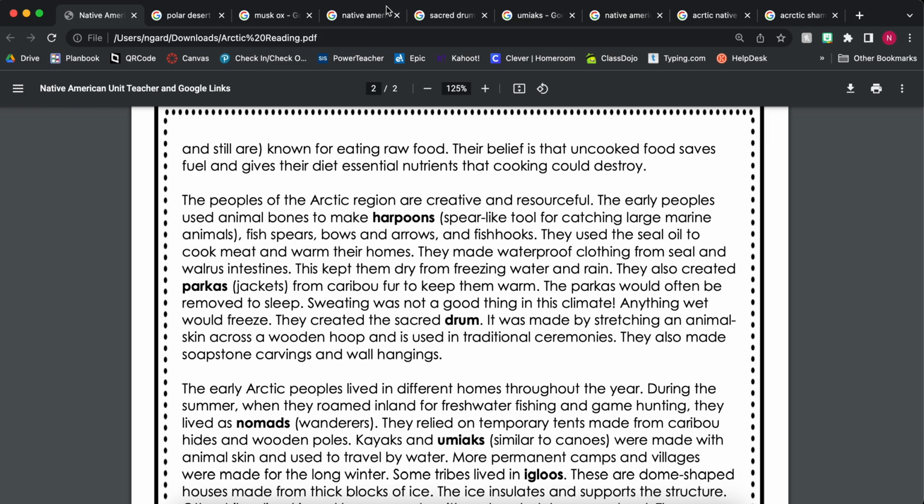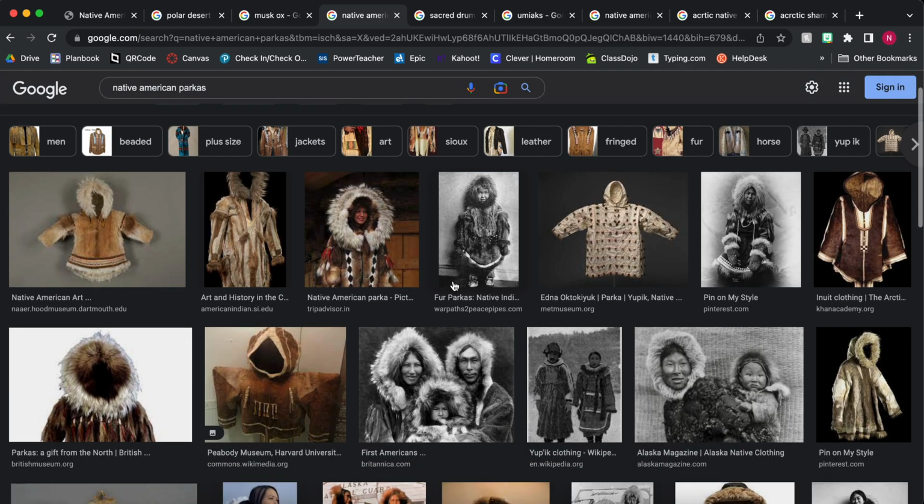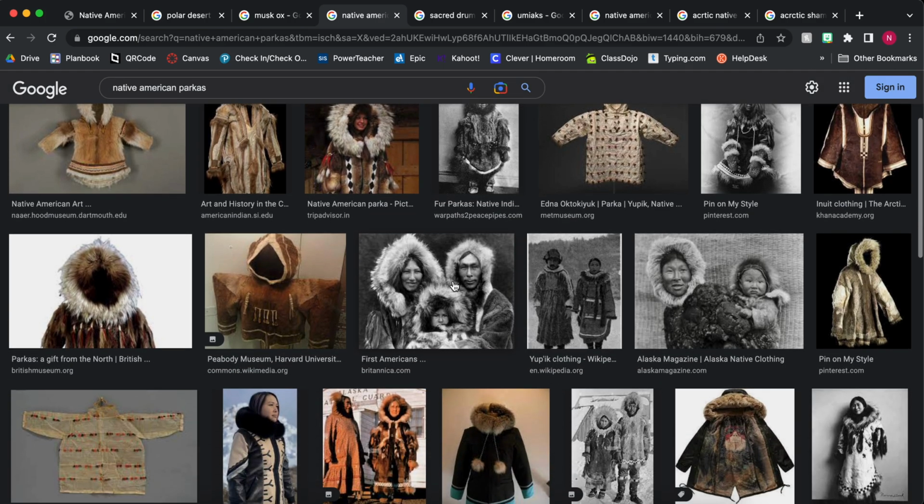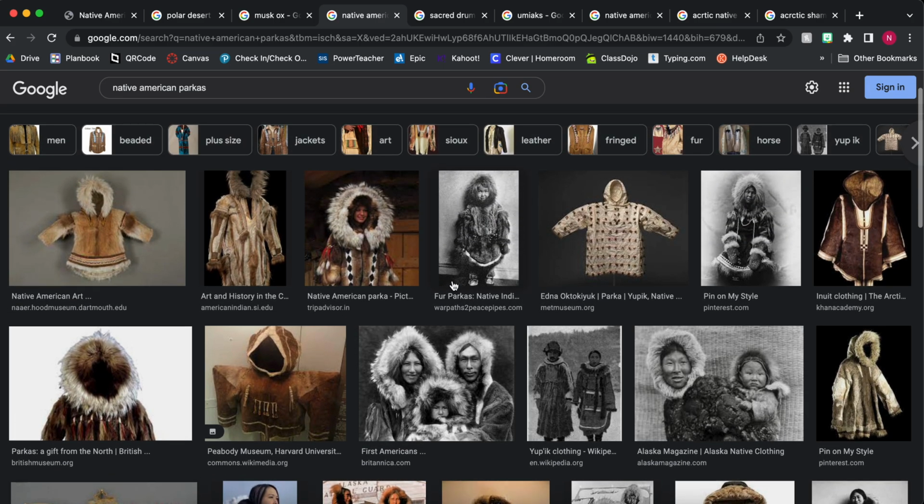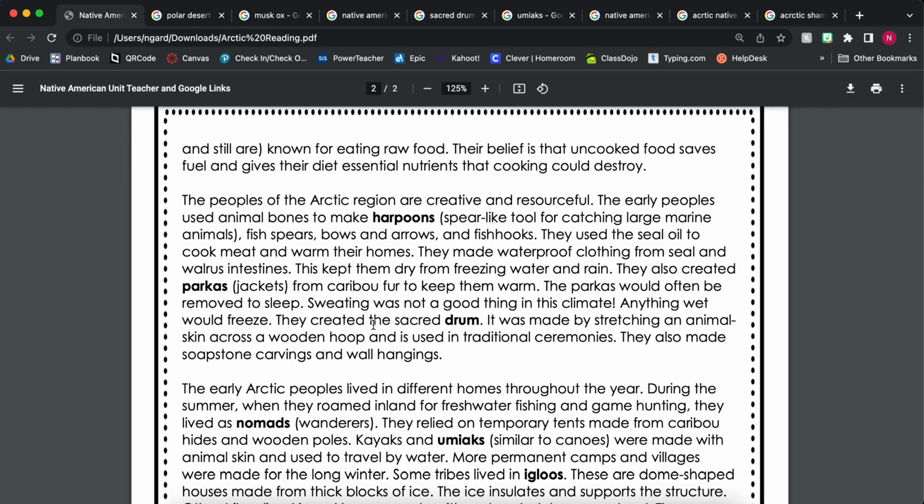They also created parkas. So let's find those. So parkas, we even hear that used now, but parkas are just like really, really thick winter coats. So if you notice, most of them are made out of animal fur. They would have lots of layers. They obviously were meant to keep people from freezing. Notice the hoods too. The hoods were very important to try to keep their face and their heads warm in this really difficult climate to live in.